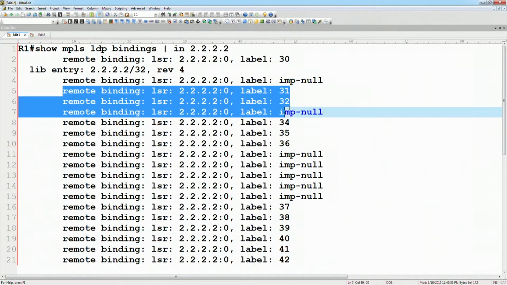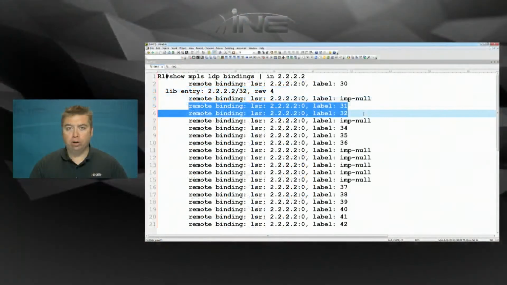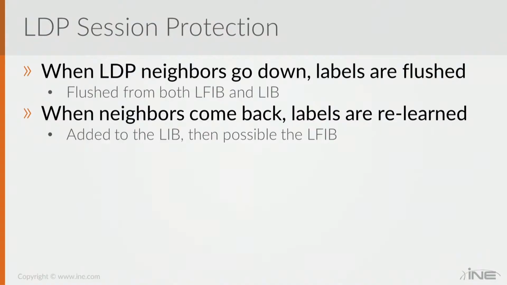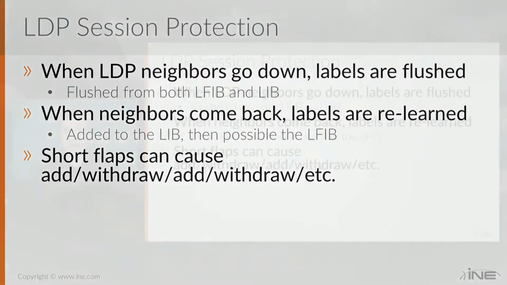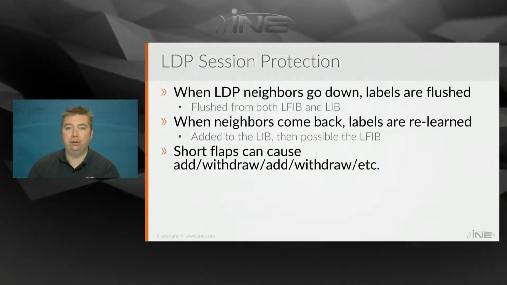So whatever routes we were learning from router 2, they typically retain the same label numbers when they reconverge. The potential problem with this is that if there is a temporary flap between the neighbors, it's going to cause them to withdraw the LDP labels, then add them back, then withdraw them, add them back over and over again, and we're still reconverging the same label numbers again and again.